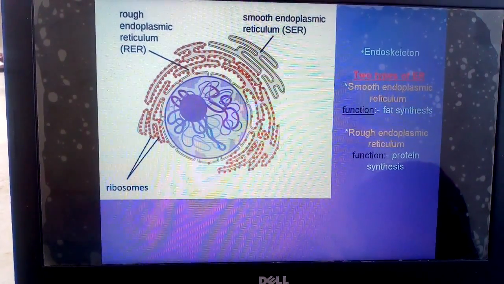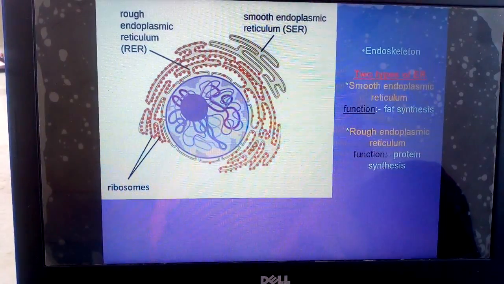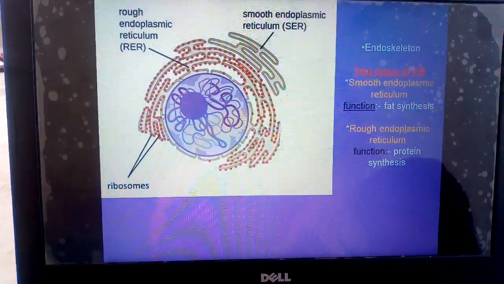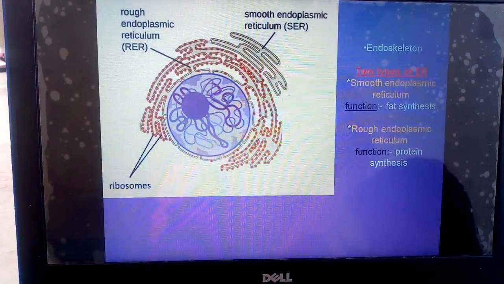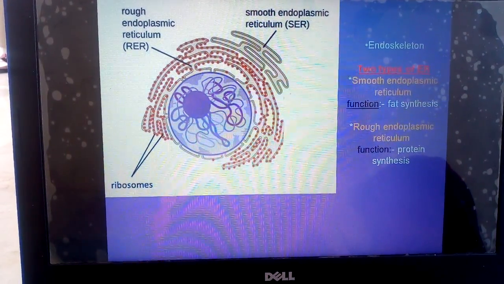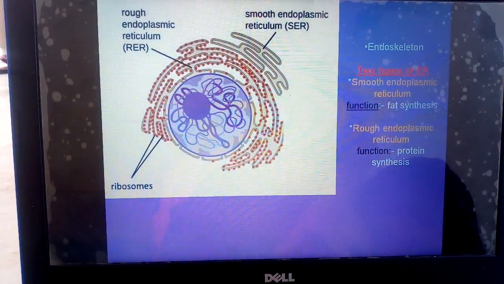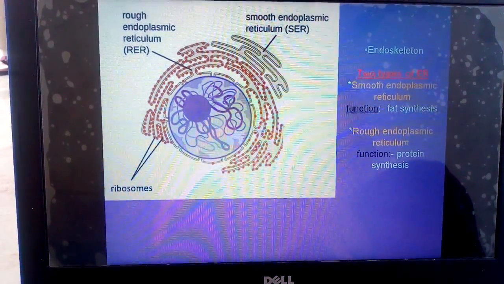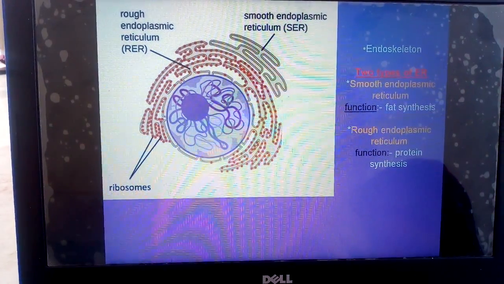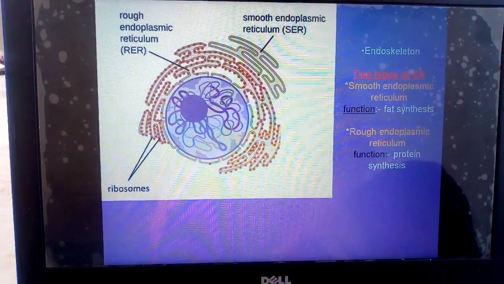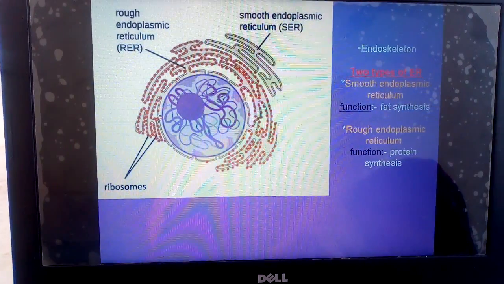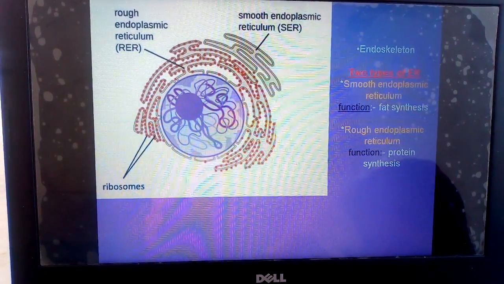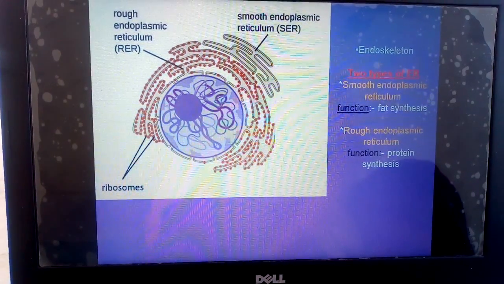Now, the rough endoplasmic reticulum, we can easily see that there are some granular structures present on the surface of rough endoplasmic reticulum, and these granular structures are known as ribosomes. So we will study that. Ribosomes help in the synthesis of protein. So when ribosomes are present on the surface of this endoplasmic reticulum, it will help in the process of protein synthesis. So the function of rough endoplasmic reticulum is protein synthesis.